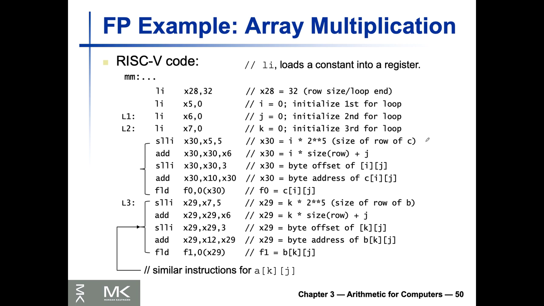So we are arriving here. Thus, we multiply the index by the size of the row, and this SLLI is actually doing this. We're shifting it by 5. Why 5? Because 2 to the power of 5 is 32, and that's the size we want to skip.